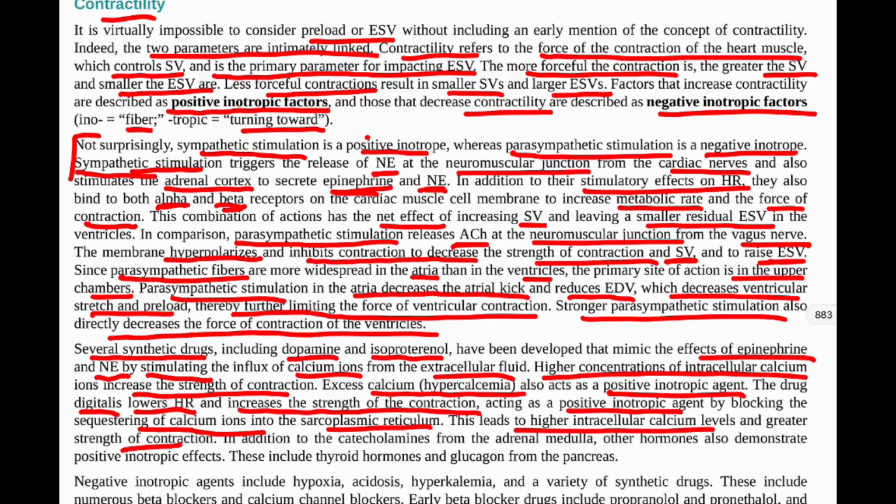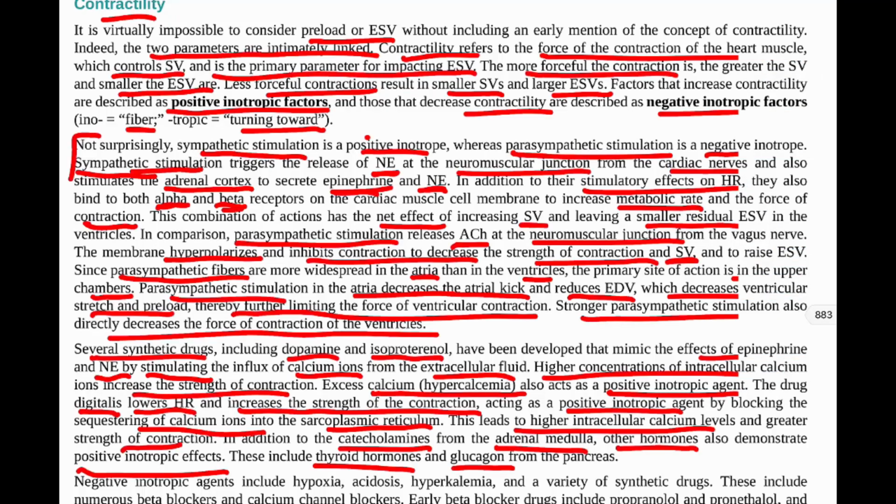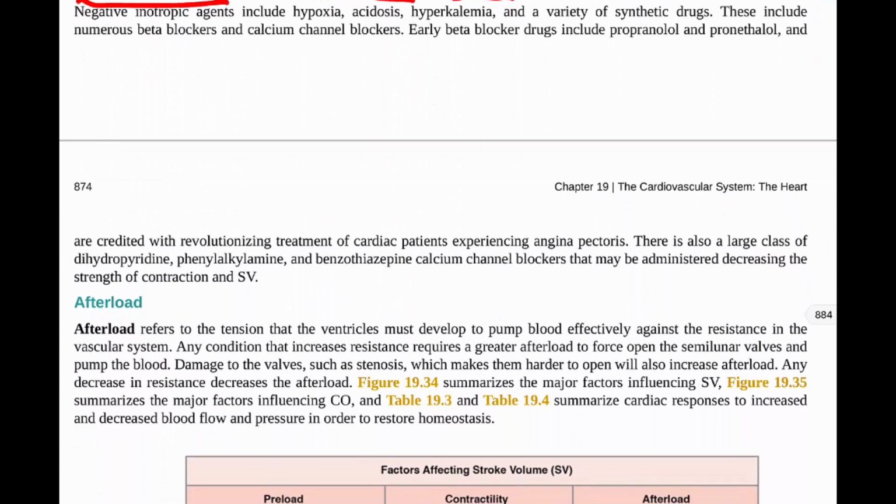In addition to the catecholamines from the adrenal medulla, other hormones demonstrate a positive inotropic effect, including the thyroid hormones and glucagon coming from the pancreas. So then we have negative inotropic agents. They look similar to what we've already spoken about relating to heart rate. Negative inotropic agents include hypoxia, acidosis, hyperkalemia, and other synthetic drugs, including numerous beta blockers that don't allow that exchange. It's going to decrease the contraction strength. Calcium channel blockers also decrease contraction strength.